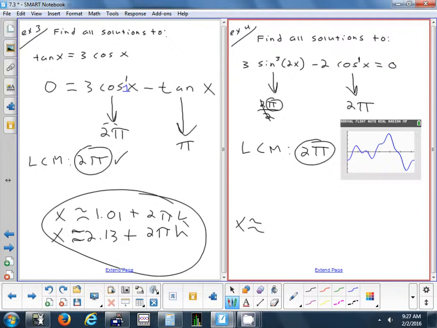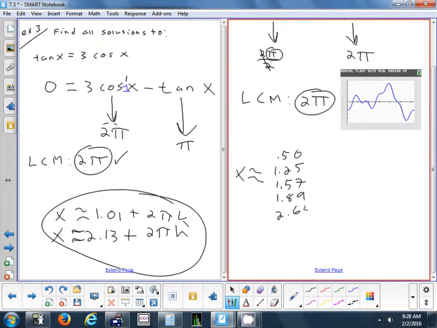I'm just going to read off what the answers are. Does anyone need me to show you how to find a root again? You'd have to do it 6 times. I probably wouldn't have one that has this many. So our answers are at 0.50, 1.25, 1.57, 1.89, 2.65, and 4.71. It might be good on your own if you have time to try to calculate one of them and make sure you know it works out.